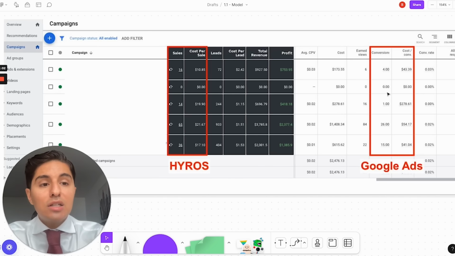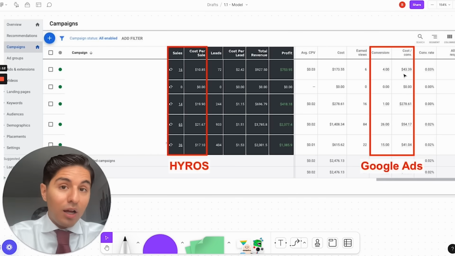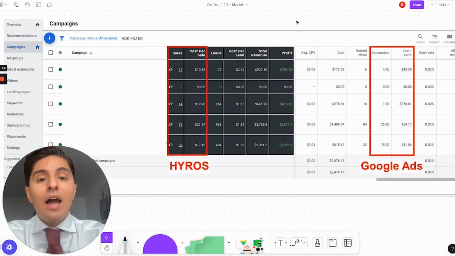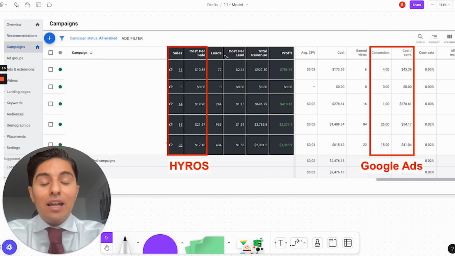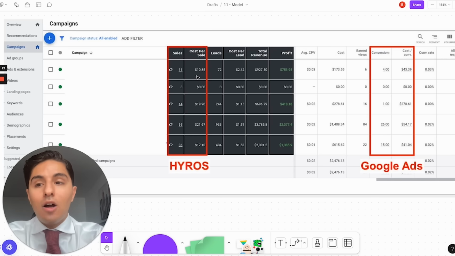The reason why is because if you don't use Hyros, here's an example of what it could look like, okay? Google Ads will tell you that you have 4 conversions in this one campaign, for $43 cost per conversion. This is a real client account, by the way. This is a screenshot that we took after implementing Hyros. And in reality, Hyros is able to track 16 sales from this campaign at a cost per sale of $10.